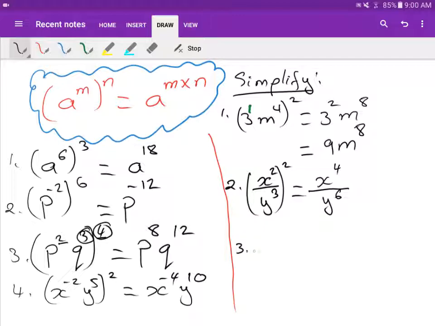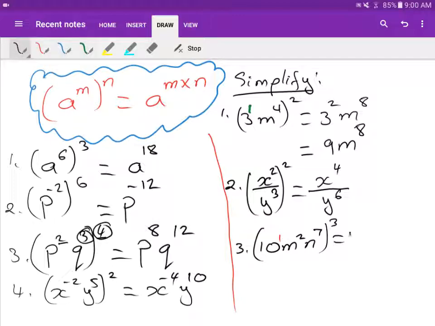Okay, number 3. Let's make it up: 10 m squared n to the power 7, all to the power of 3. Again, remember that with nothing on top, it's 10 to the power 1. That's what that meant. So you go 3 times 1.